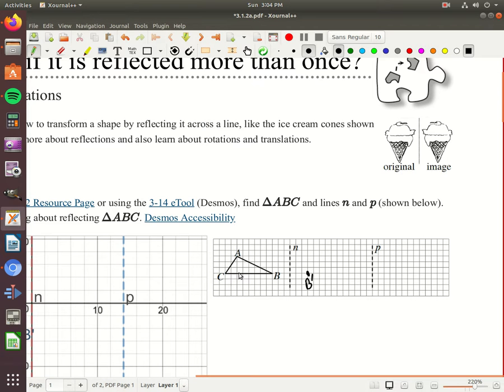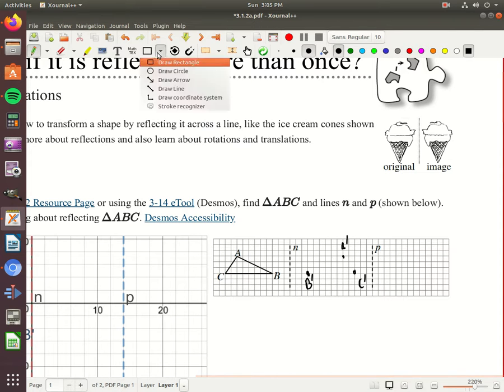Here are 1, 2, 3, 4, 5, 6, 7, 8, 9, 10, 11. So I'm going to go 11, and that's going to be my C prime. And then my A is 9 spots, so I'm going to go 9. And that will be my B prime.